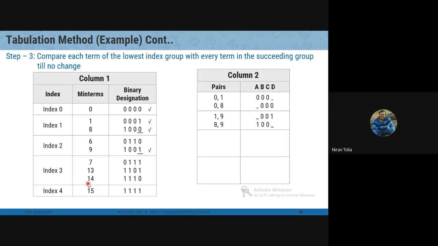We have to check index 0 with index 1, 1 with 2, 2 with 3, and 3 with 4. And how is the pair possible? We have to check all the 4 binary bits, and if the binary numbers differ by only 1 bit, then and only then is the pair possible.